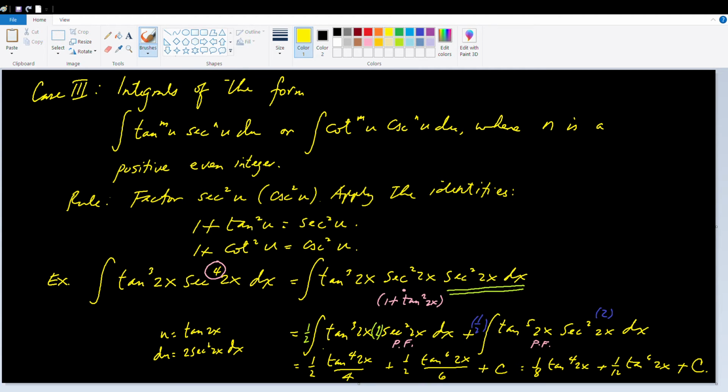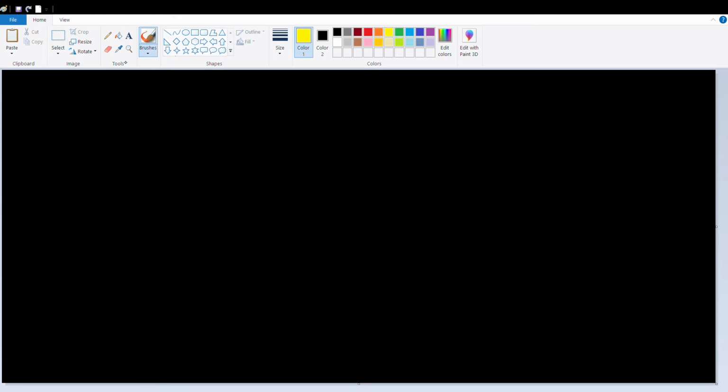Okay, so we take on another example. We try another one. Say the integral of cosecant to the fourth 3t dt all over cotangent cube 3t. So we examine the power of cosecant, which is again 4, a positive even integer. So what we do is we factor cosecant squared.